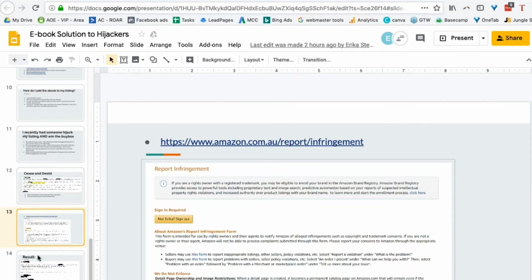So there's trademark drop-down boxes. There's also a copyright drop-down box. So be specific in what you're actually complaining about. For this one, you always go with the copyright field.